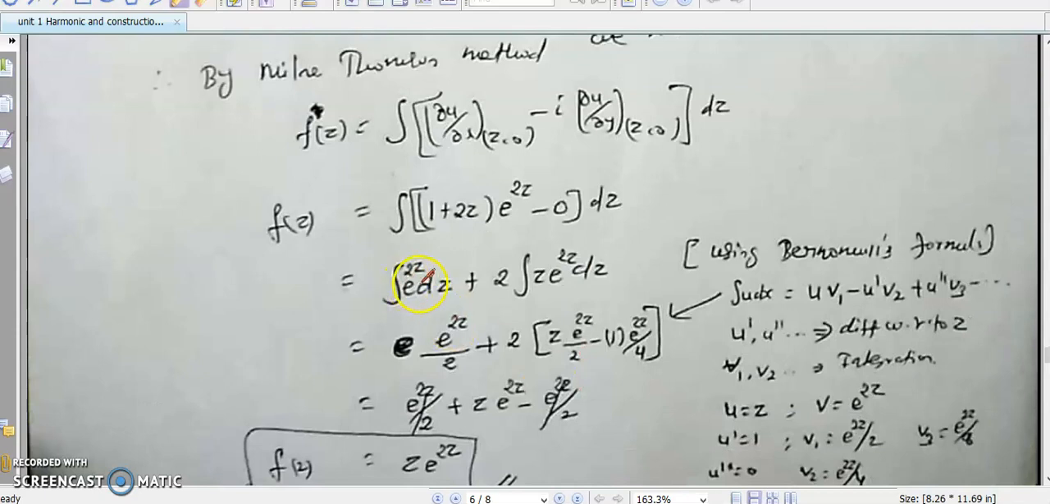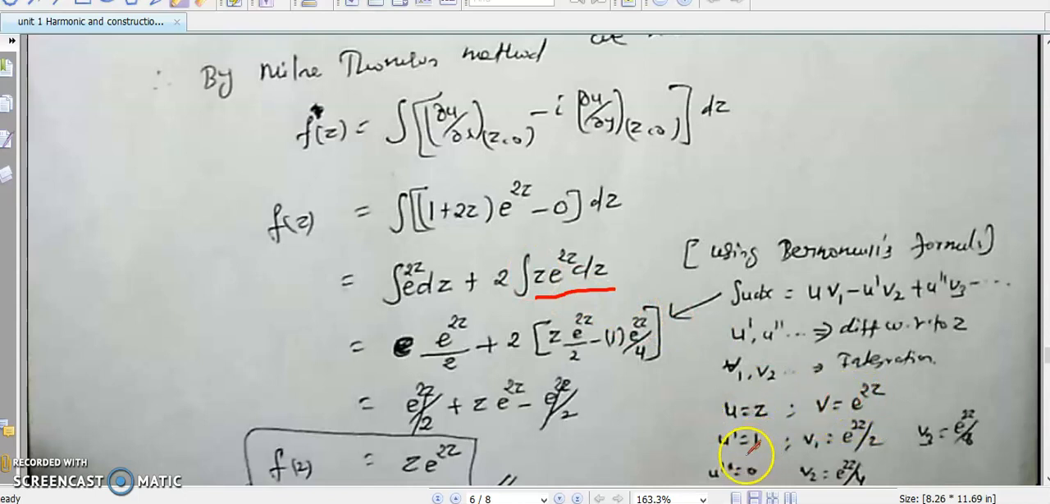So what is integration of e power 2z? e power 2z divided by 2, plus 2 into, this one we can apply Bernoulli's formula here. Here one is exponential form and one is variable form. So by using Bernoulli's formula, integration of uv dx equal to uv1 minus u dash v2 plus u double dash v3 minus etc. u dash, u double dash are differentiations with respect to x, v1, v2 are integrations with respect to z here. So I can take u equal to z, v equal to e power 2z. Be careful here: every variable we can take as u, every exponential form and trigonometric form we can take as v.